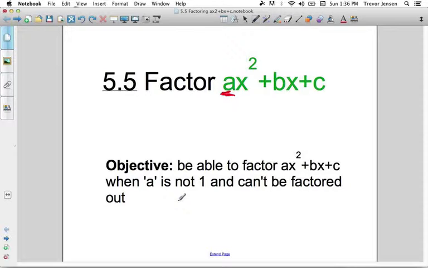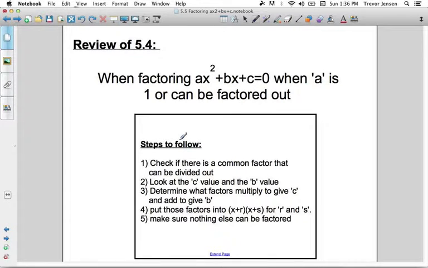So I'll just do a quick couple of examples reviewing how we factor quadratics when the a value is 1 or it can be factored out. Just a couple of quick review examples from the last section. So here are the steps to factor a quadratic in standard form when a is 1, or it can be factored out. These are the steps you do for that. Feel free to pause the video and read them over, but I'll describe them as I go through the examples on the next slide.